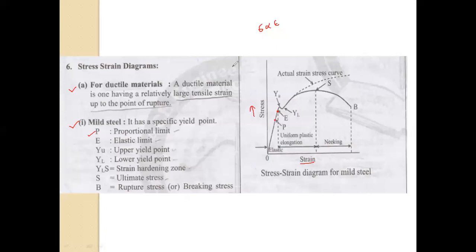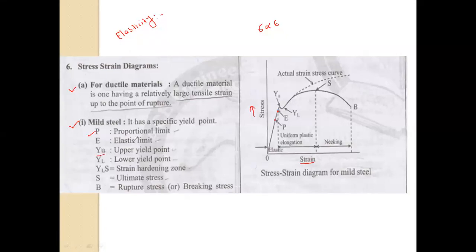I am asking what is meant by elasticity. Elasticity: regaining its original shape when the force is removed. If we apply load on a particular material, after removal of load, this material or body regains its original shape and size. This is called elasticity. So this is the elastic limit. Up to this limit, the body regains its original shape and size.